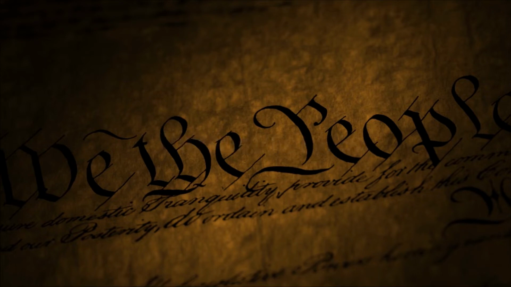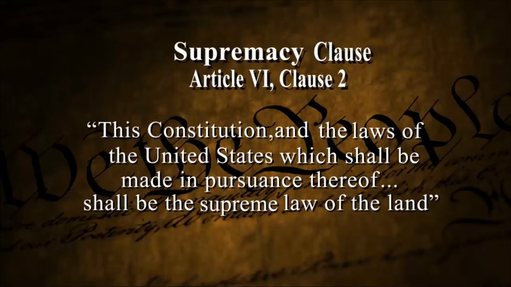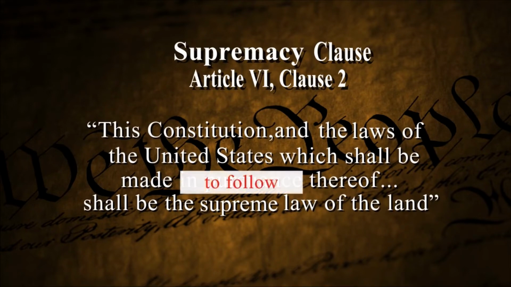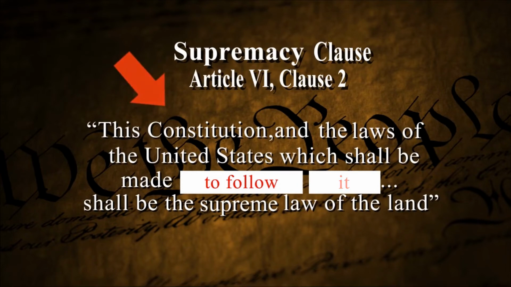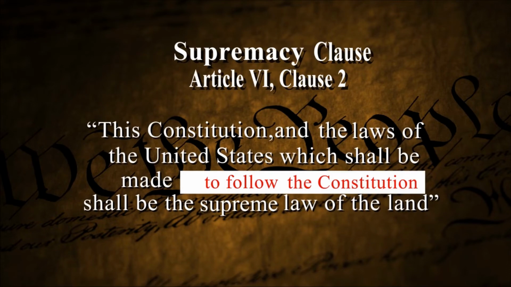So let's do what we did before. Let's take the words here, and let's throw in the word pursuance. Let's throw in its definition. So this Constitution and the laws of the United States that shall be made to follow thereof shall be the supreme law of the land. To follow thereof. What in the world does to follow thereof mean? How about we replace the word thereof with it? And let's read it again. The Constitution, this Constitution, and the laws of the United States that shall be made to follow it. To follow it. What's it? Obviously, it's referring to the Constitution, right? So let's put that in there. This Constitution and the laws of the United States that shall be made to follow the Constitution shall be the supreme law of the land.